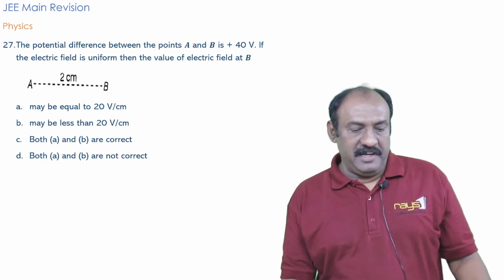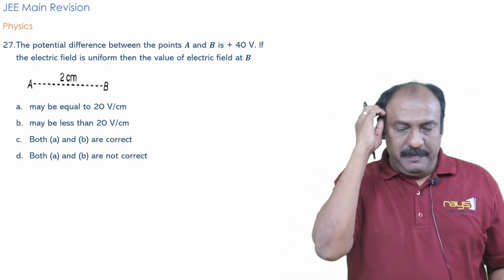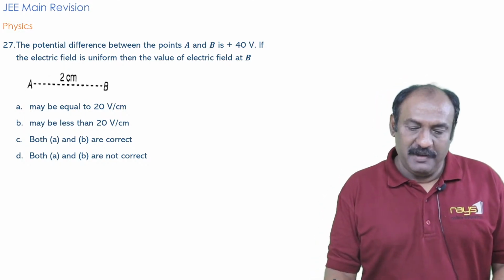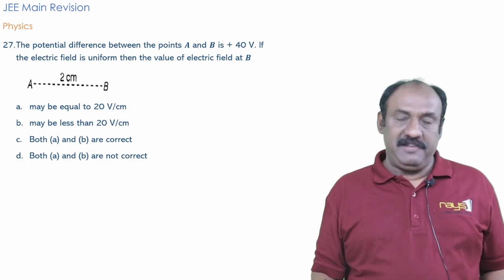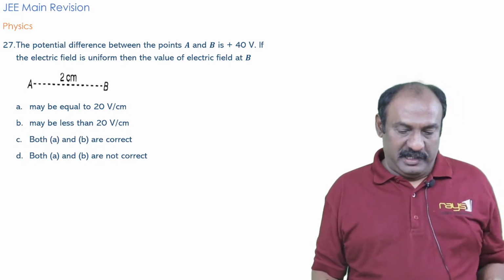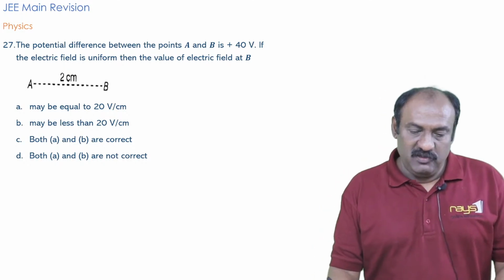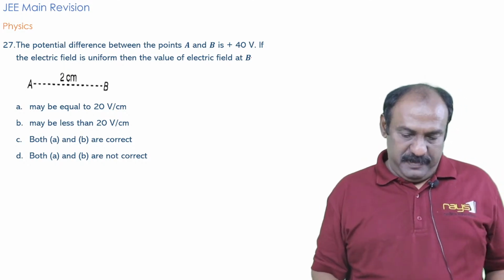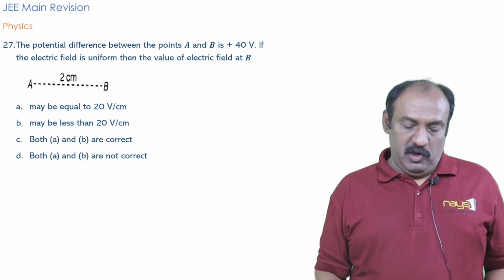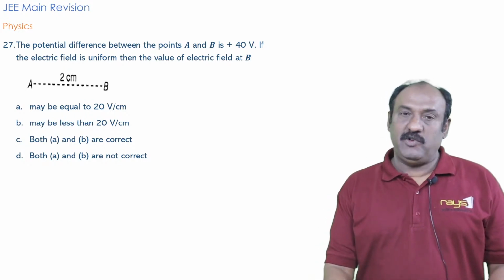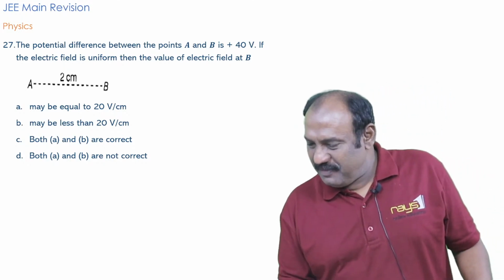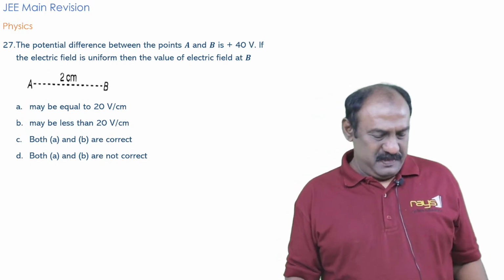The potential difference between 2 points A and B is 40 volt. If the electric field is uniform, then the value of the electric field at B is... Okay. See here the options: may be equal to 20 volt per centimeter, may be less than 20 volt per centimeter, both are correct. So, both are correct is one option. Which one is the correct answer here?